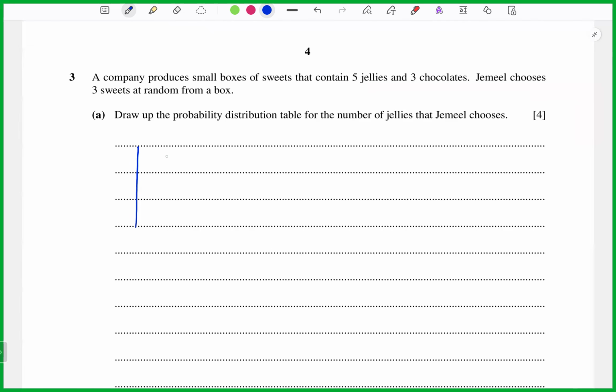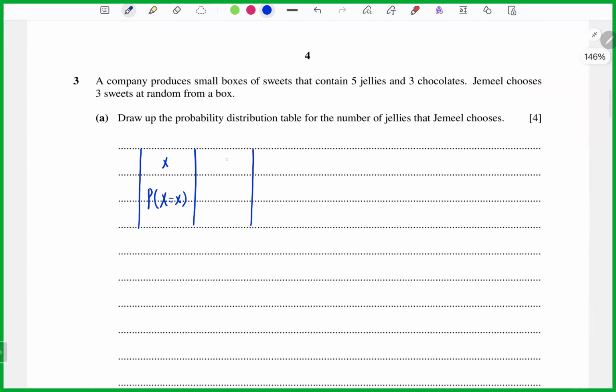So you can write here x, and here is probability P(X = x). This is 0, here's 1, here's number 2, and the last is number 3.